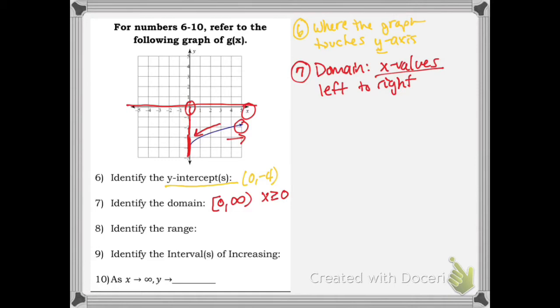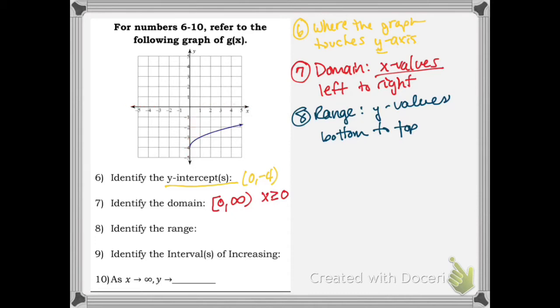Now we're going to talk about the range. Okay, and we said the range is y values of the graph, which means from bottom to top. All right, so let's look at the way this graph looks. So looking at the very most bottom point here, you see there's a bottom point right there. And we're talking about y values, so we are able to talk about it starting at -4.